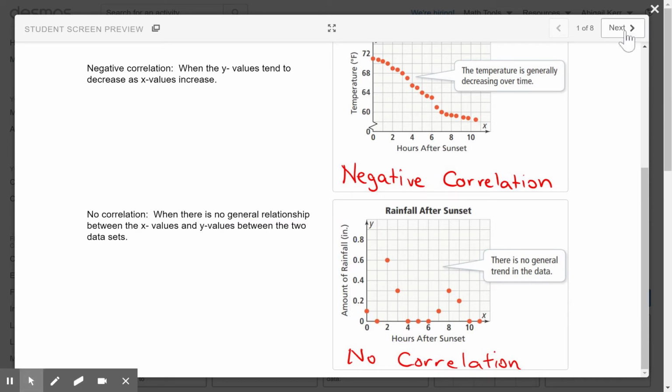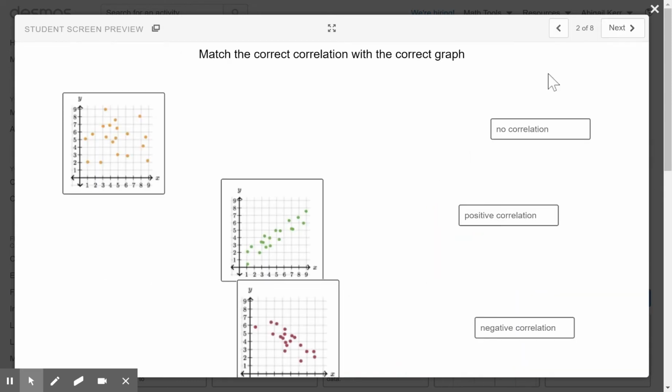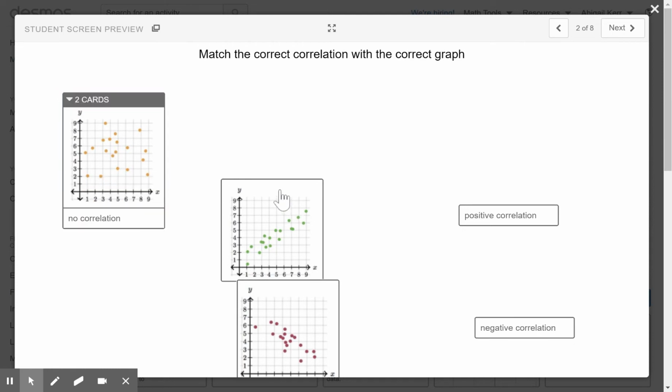Now on the next slide is the matching. So notice right here, the yellow dots, they're all scattered. They kind of look like they're going up, and then maybe they look like they're going down. They're kind of scattered all over the place. There's really no sense of direction. So that's why we call this one no correlation.